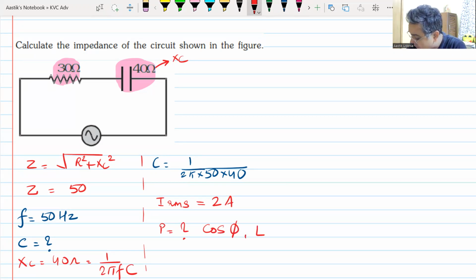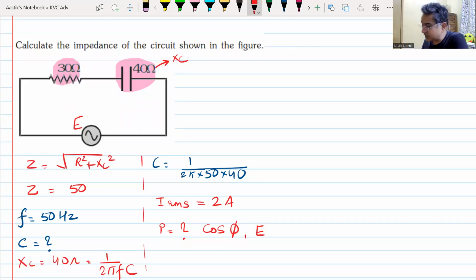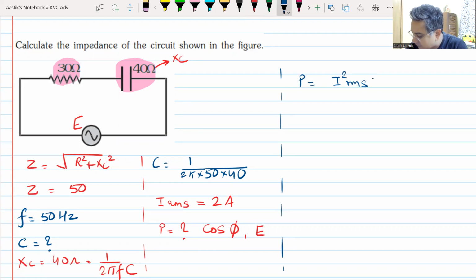And what will be the value of E, which is the applied voltage? Whenever I ask you the value of E, which value am I asking? RMS. I'm asking you the RMS value of E. So you have these three questions. If you solve these three questions, that means your entire AC is done and dusted. So how are we supposed to do this? Any idea? So power is 120. To find the power, you just need I squared RMS and you multiply it by the resistance R. Yes or no? Yes.